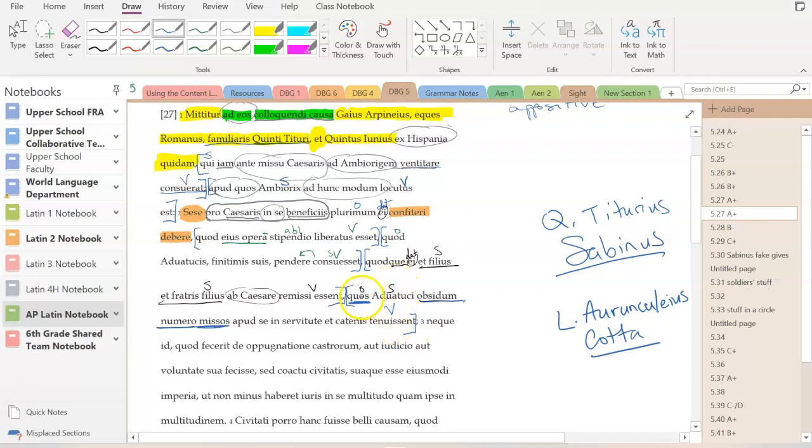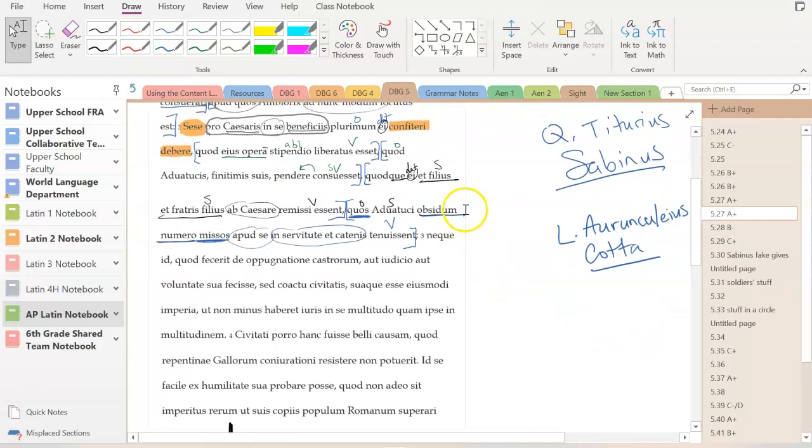The adjuvatiki had tenuiscented whom, op would say, right? Op would plus the accusative, in plus the ablative, ser would sutse et catenis. Neque, and not that which, again, I'm always going to read the whole thing, fecere deo pugnatione castrorum, audicio voluntate sua fecisse.